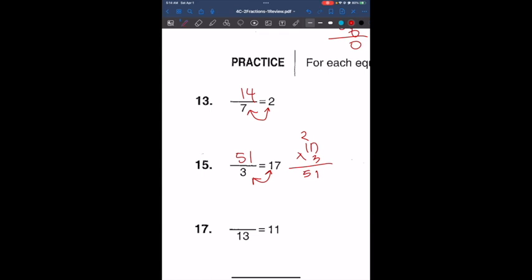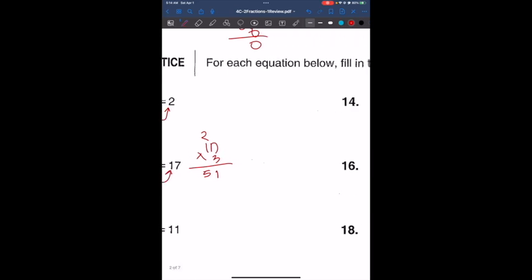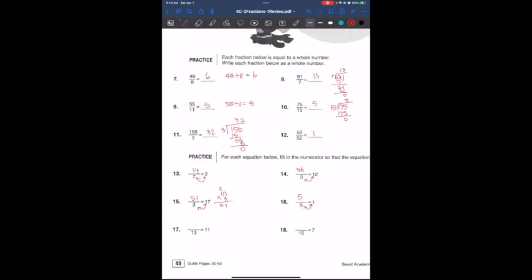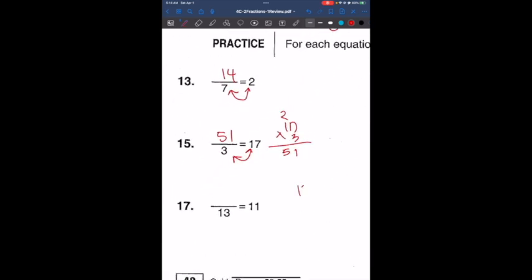And so 51 divided by 3 is 17. For 16, we're doing 5 times 1, so it's 5. And so 5 divided by 5, dividing by itself, is going to give us 1. Now 13 times 11 is going to give us 143. And so we know that 143 divided by 13 gives us 11.